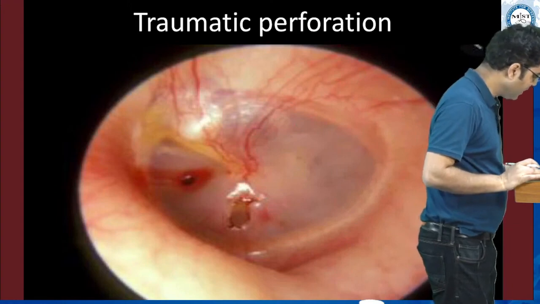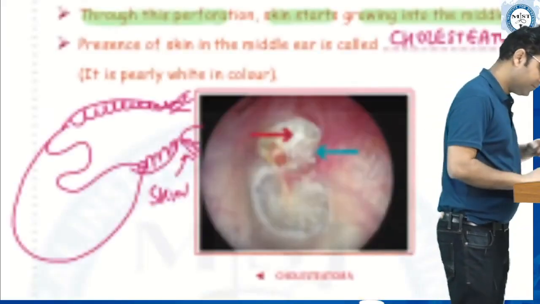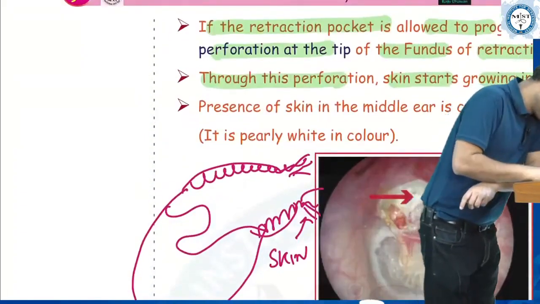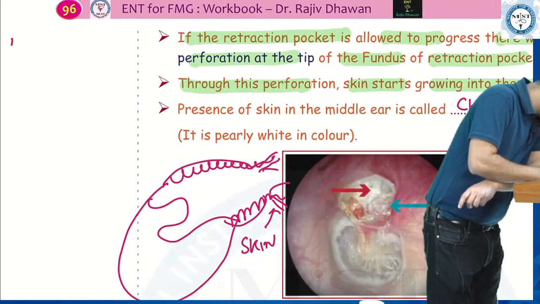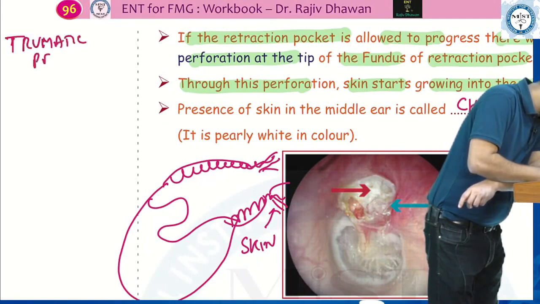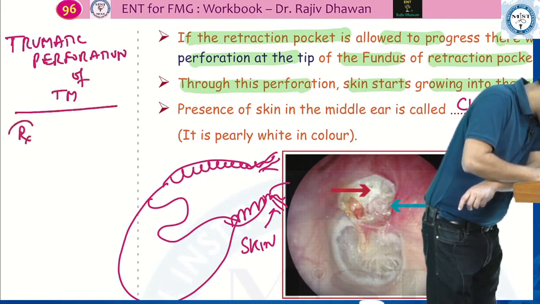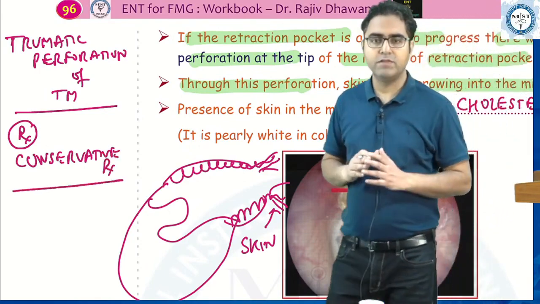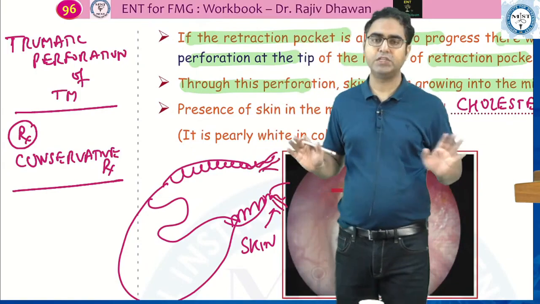Now, everyone, just add one line to this, beta. On the side, write down: treatment of choice of traumatic perforation of tympanic membrane is conservative treatment. Means no treatment required. Conservative treatment, beta. Give nature a chance.